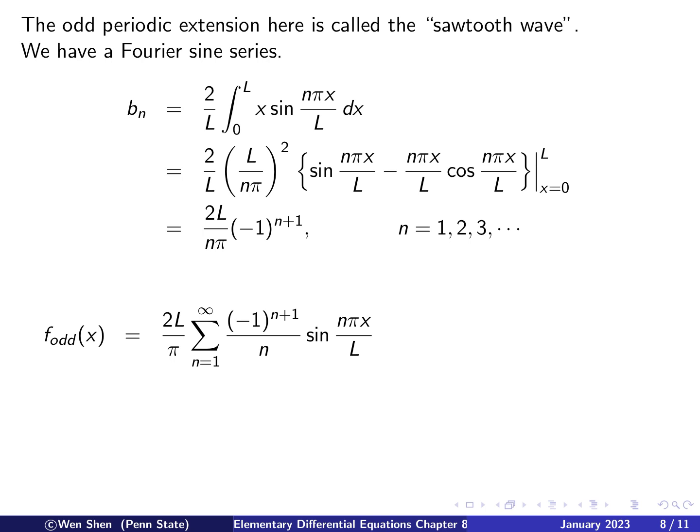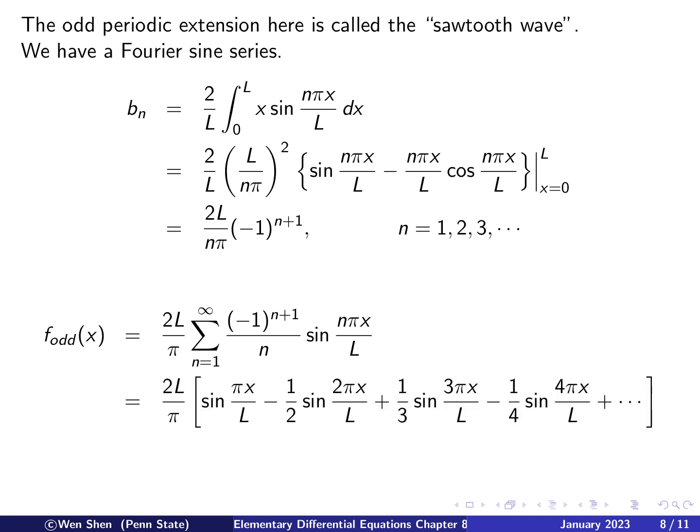Okay, then we can write out the odd extension, which is a Fourier sine series. It will equal to that. We take out 2L over pi as the constant outside. And we can write out a few terms of it.